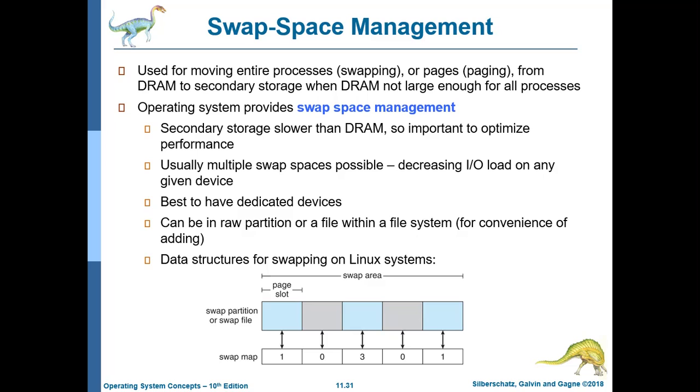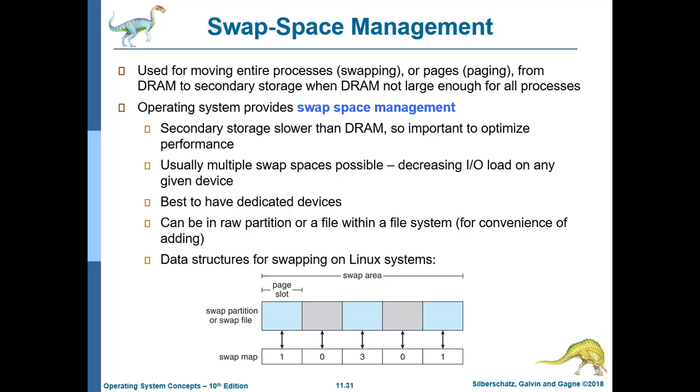Next, we have swap space management. It is used for moving entire processes, which is swapping, or pages, which is paging, from DRAM to secondary storage when DRAM is not large enough for all processes. The operating system provides the so-called swap space management. Secondary storage is slower than DRAM, so it is important to optimize performance.